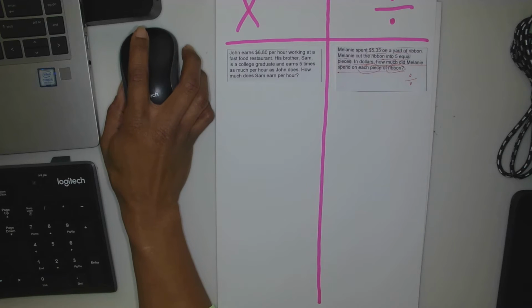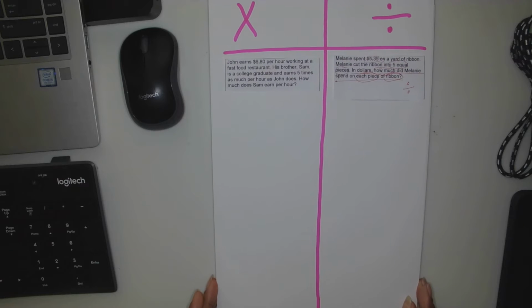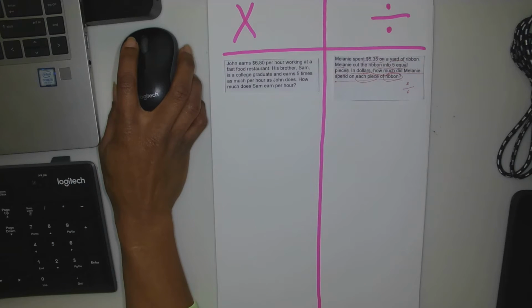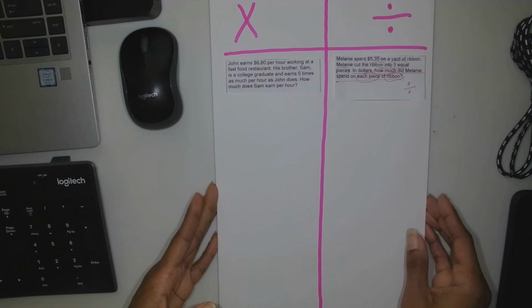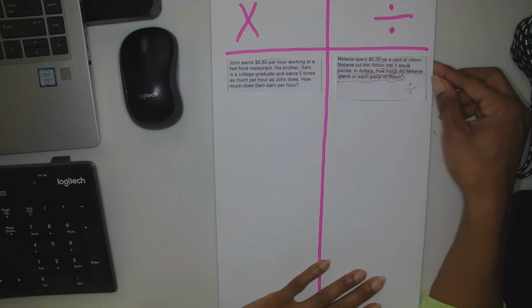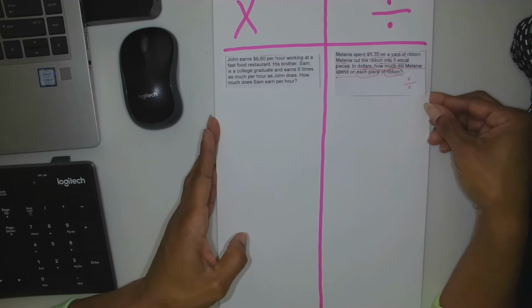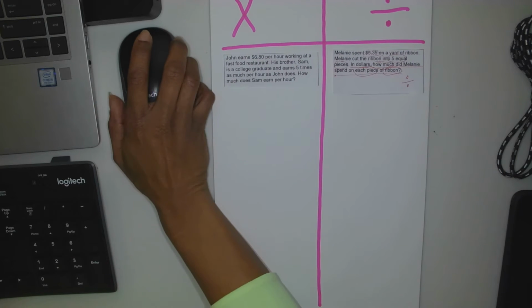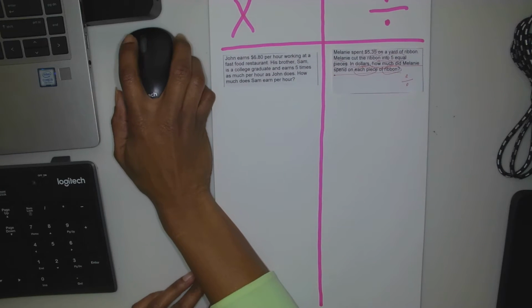Next, we are to choose one multiplication and one division problem and work them without the decimal. We'll start with the division problem. This problem was the one that was done for you. It says, Melanie spent $5.35 on a yard of ribbon. Melanie cut the ribbon into 5 equal pieces. In dollars, how much did Melanie spend on each piece of ribbon?